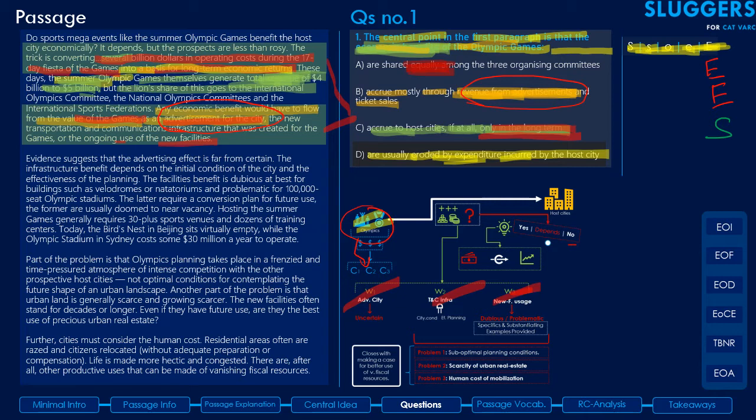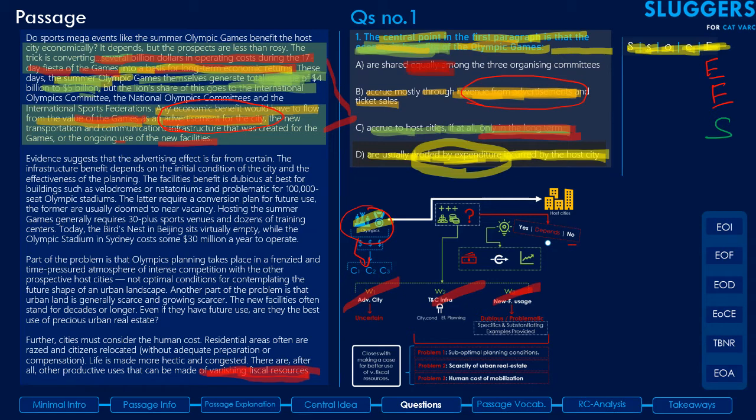Second, it also says that they are usually eroded by expenditure incurred by the host city. Nowhere in the passage is there a mention that the economic benefit is getting eroded by the expenditure. The author does mention, fair enough, that there could be better use of managing fiscal resources, but that's something mentioned in the last paragraph. And in that case, what is getting eroded are the fiscal resources, not the economic benefits. So you cannot take this up here. This is not at all relevant here, right?